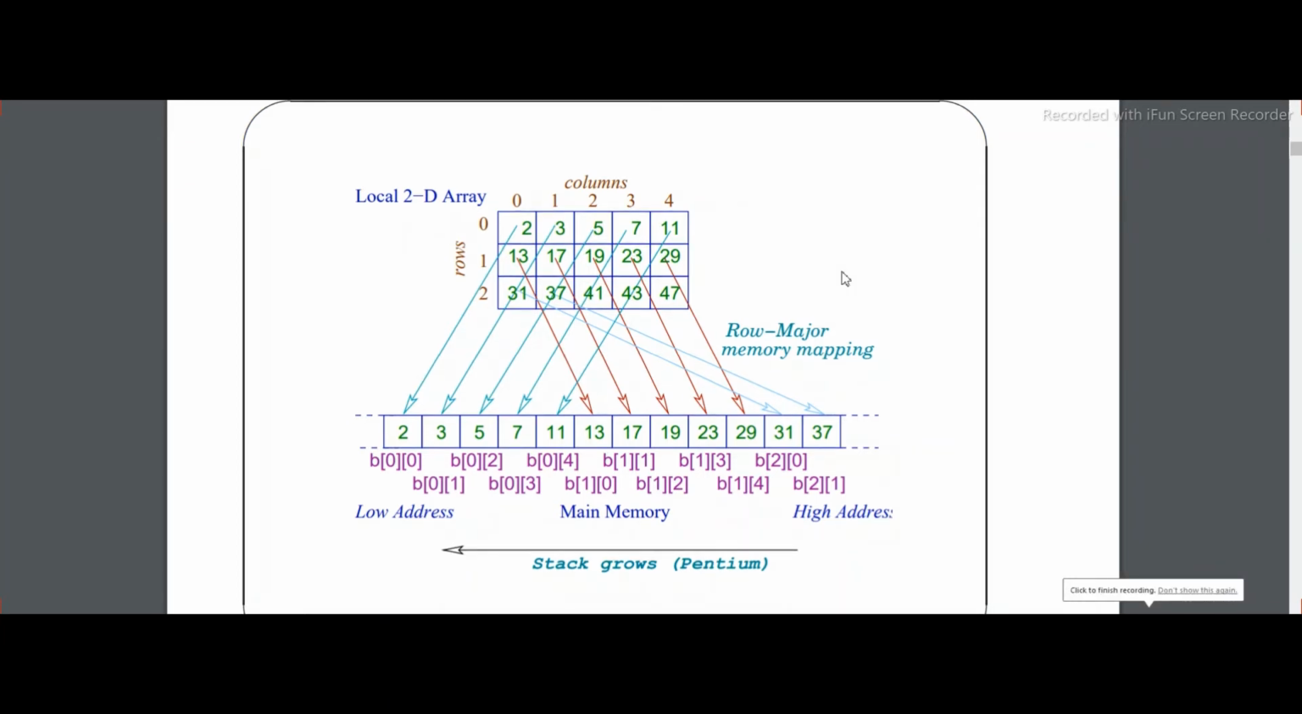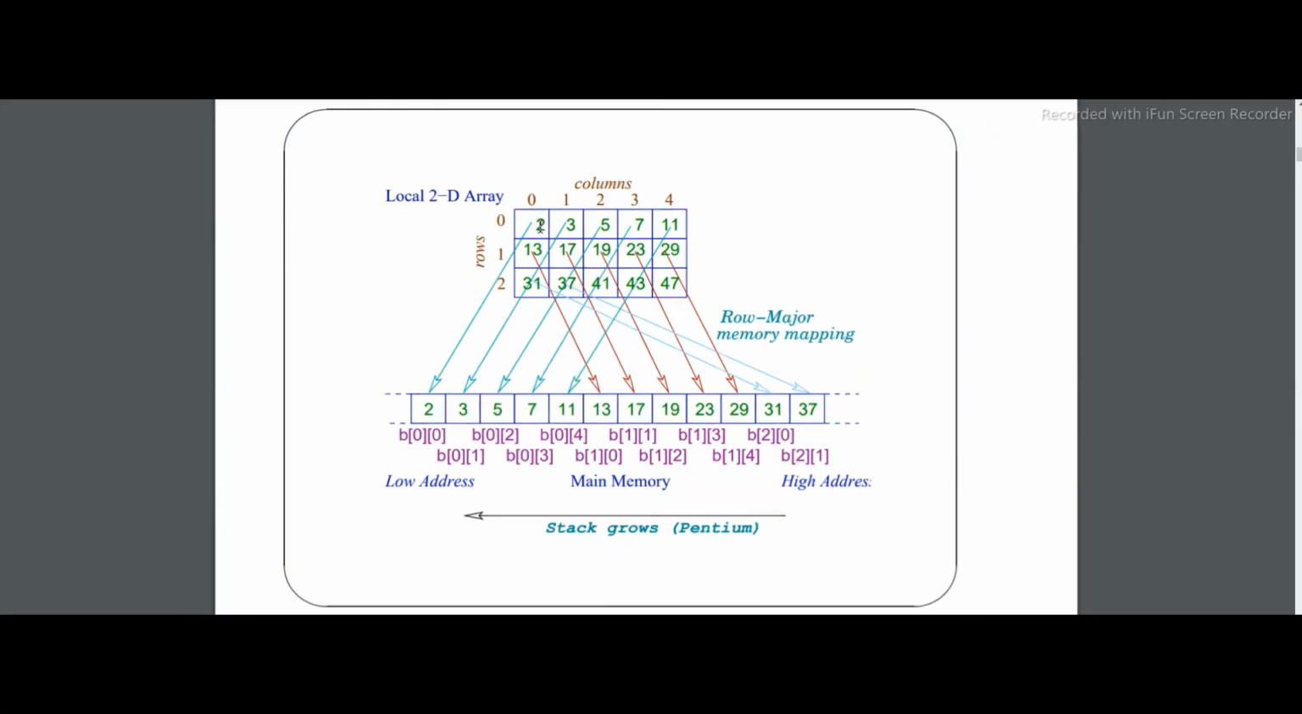For example, here in this two-dimensional array, 2 is the first element of the first row, so it gets mapped here. Now the second element of the first row is 3, so it gets mapped after 2. Then the third element of the first row is 5 and it gets mapped after 2 and 3, and 7 gets mapped after 5 and 11 gets mapped after 7.